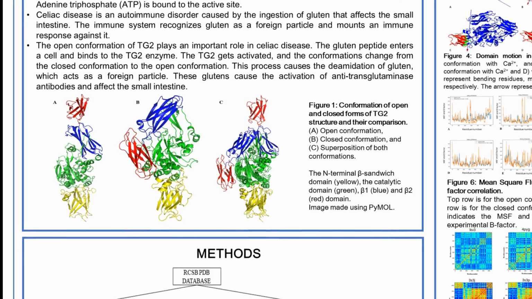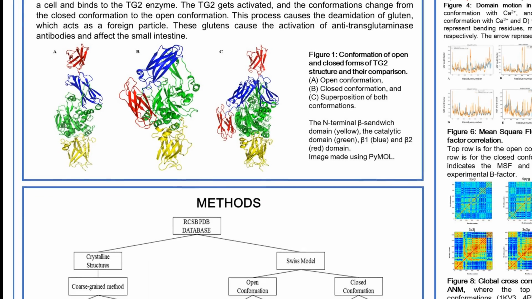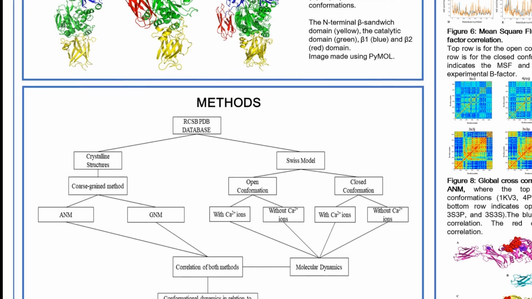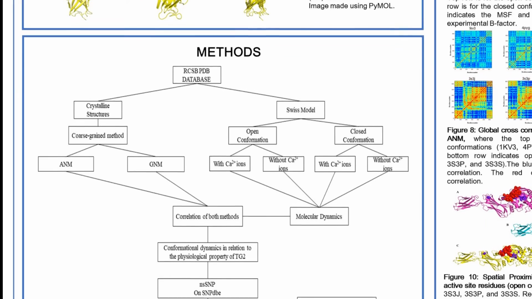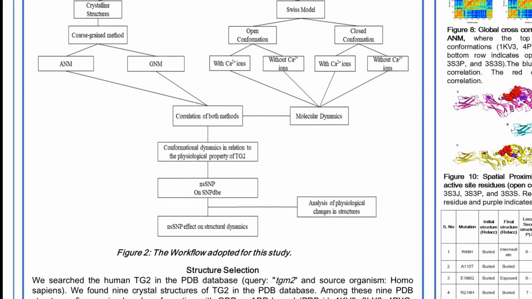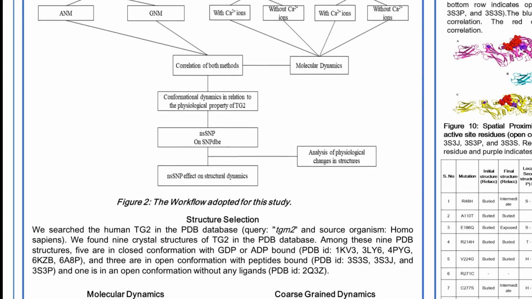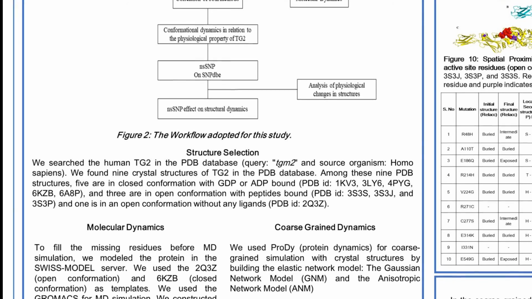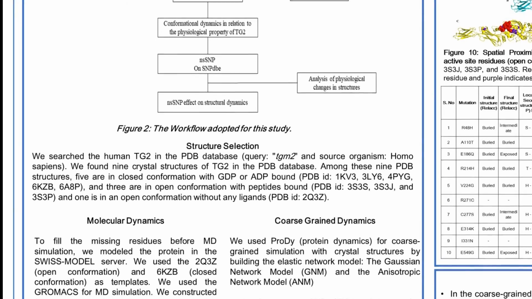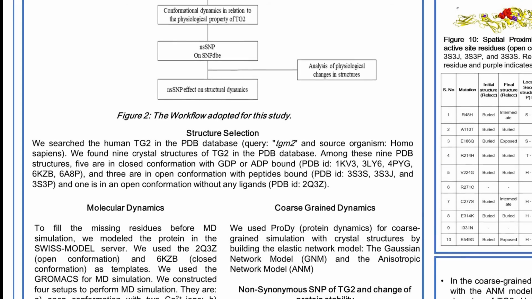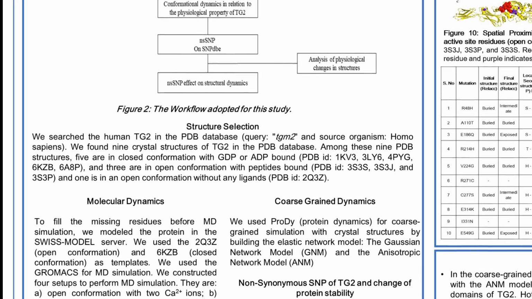Our study workflow is shown in figure 2. We collected 9 human TG2 PDB structures from the RCSB PDB database. Among these 9 PDB structures, 5 are in closed conformation and 4 are in open conformation. We used the GROMACS package to perform molecular dynamics simulation. Before performing the simulation, we modeled the protein structure in the Swiss-Model server to fill up the missing residues.